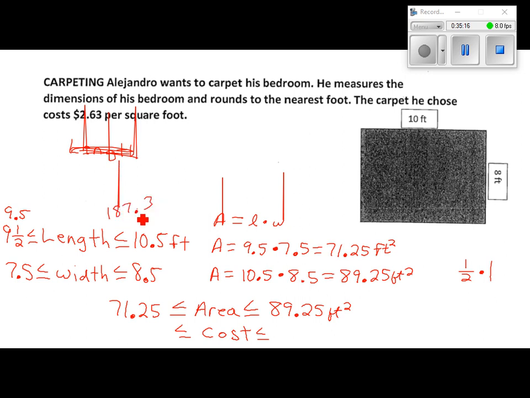187.3875. 0.3875. It's money, so rounding, $39. So $187.39. That's the lowest it could cost him. How are we going to figure out the highest it could cost him?